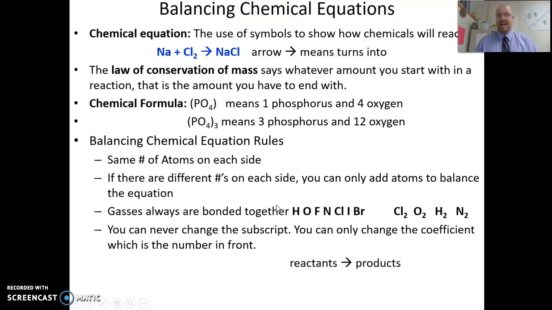Remember, reactants are on the left of the arrow and products are on the right. Okay. 1 Na plus chlorine gas equals sodium chloride. But you notice it's not equal. So the only thing we could do is put a 2 in front of our sodium. So 2 sodiums and 1 chlorine gas yields 2 sodium chloride molecules.